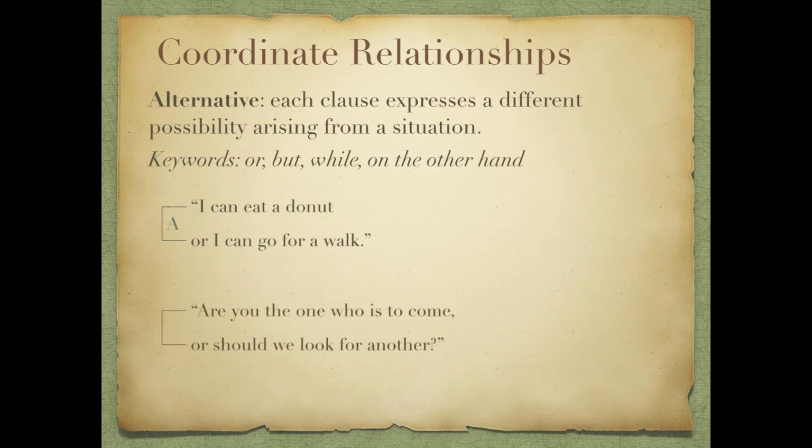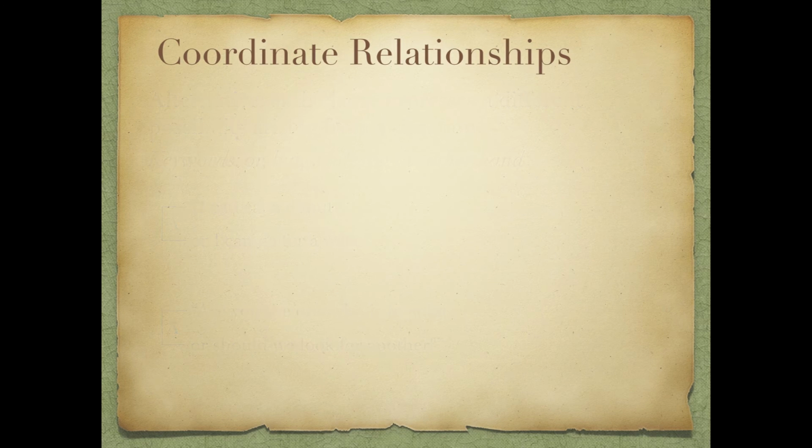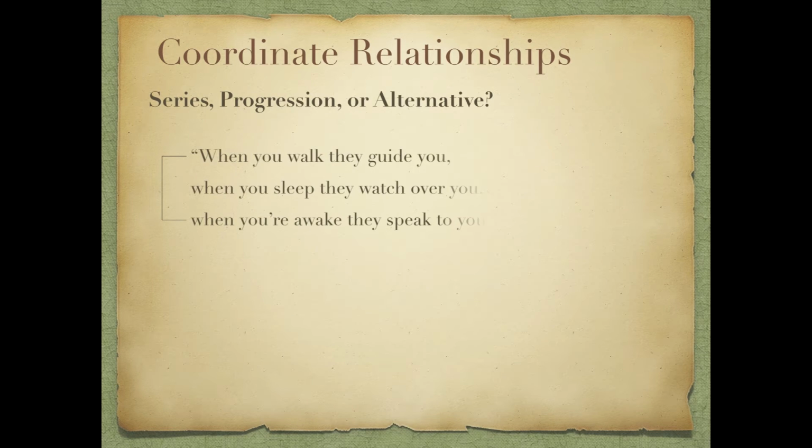Let's look at a biblical example. Are you the one who is to come, or should we look for another? Again, two possibilities arriving from one situation. Alternative. Okay, let's practice. Are these series, progression, or alternative?